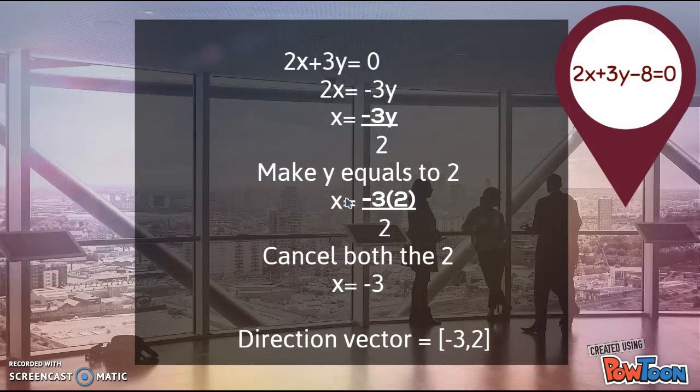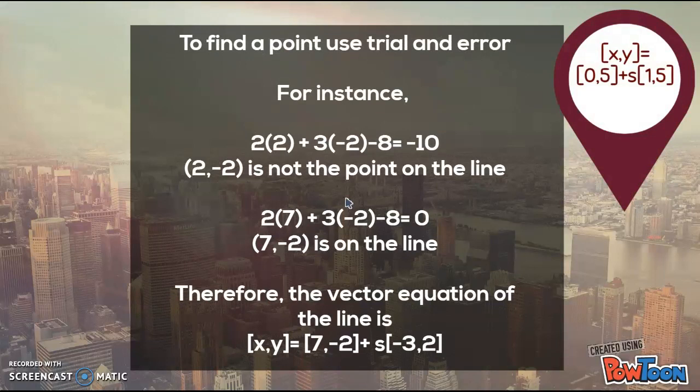With the equation 2x plus 3y equals 0, we move 3y to the opposite side and it becomes 2x equals negative 3y. Let's make y equals 2, which eliminates the denominator to find the value of x. Therefore, x equals negative 3, which gives us the direction vector of negative 3, 2.